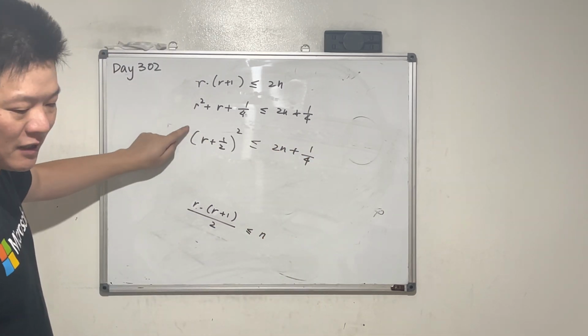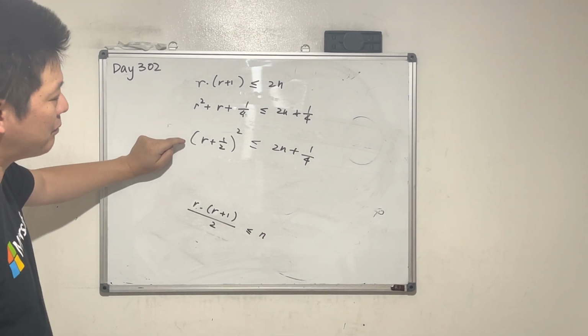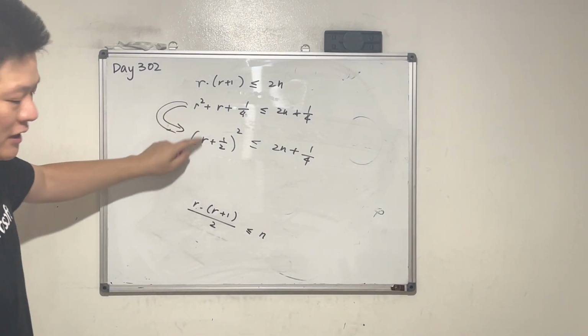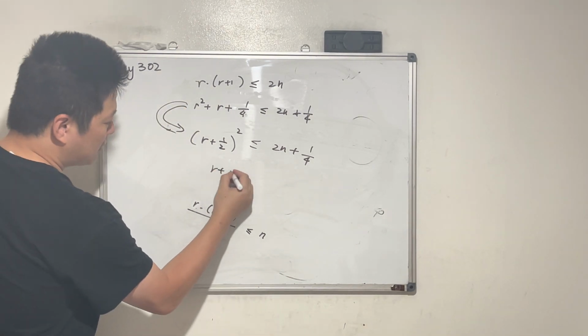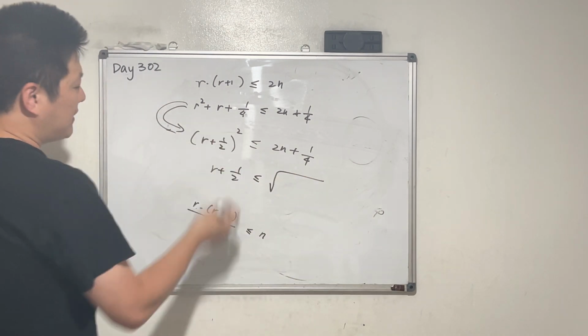Okay, so if we get the square root of both sides, look, this is how we deduce it. So look, r plus a quarter, half, is smaller or equal, because r is positive, right?